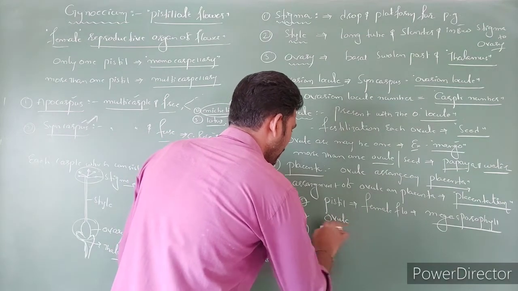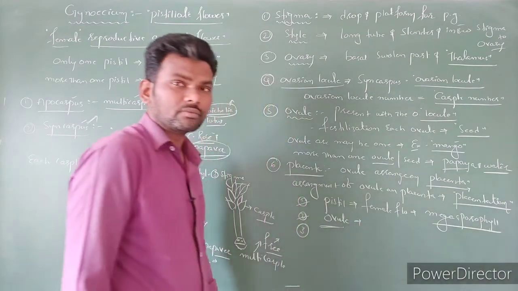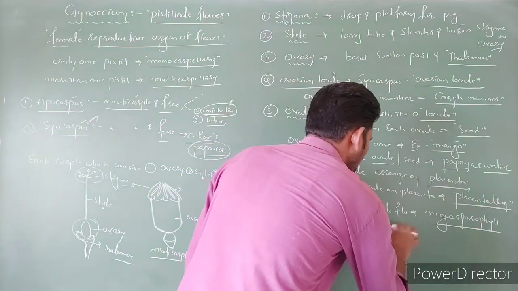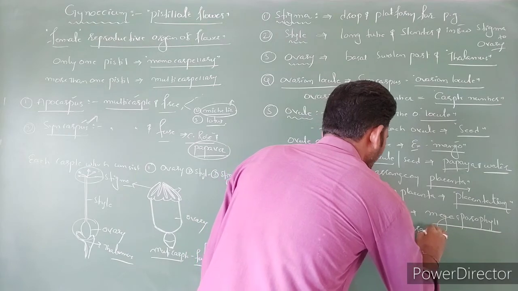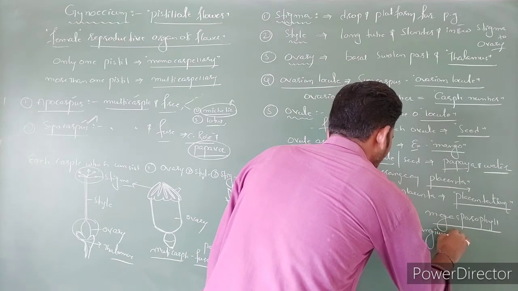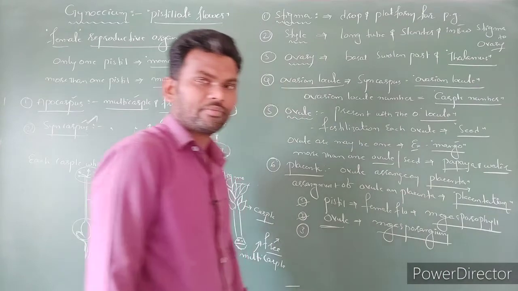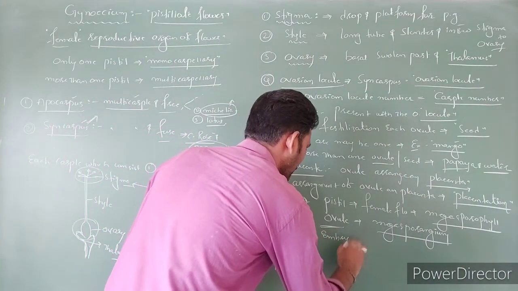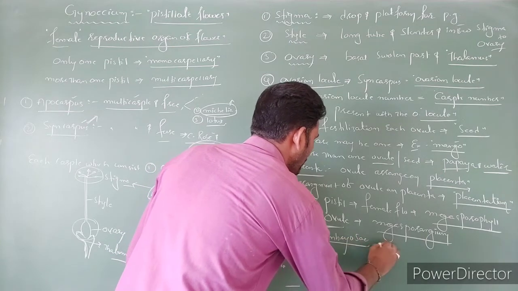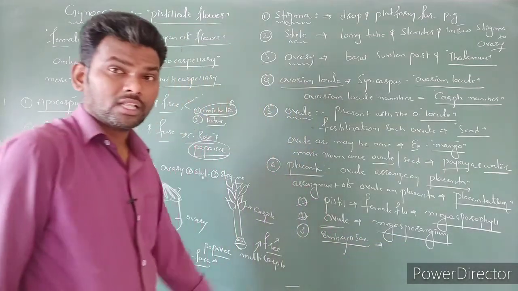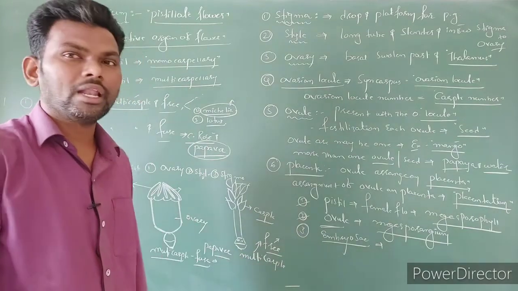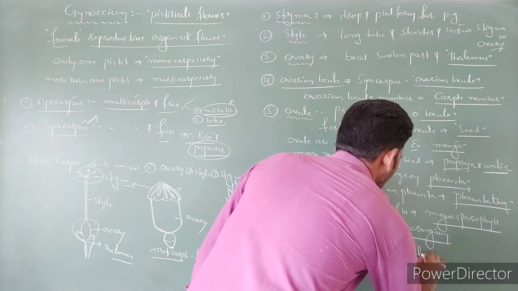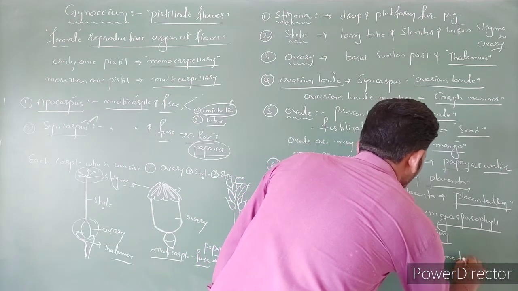Next, within the ovary of the pistil, ovules are present. The ovule we can call as megasporangium. The ovule we can call as what? Megasporangium. And within the ovule, embryo sac is present. That embryo sac we can call as female gametophyte.